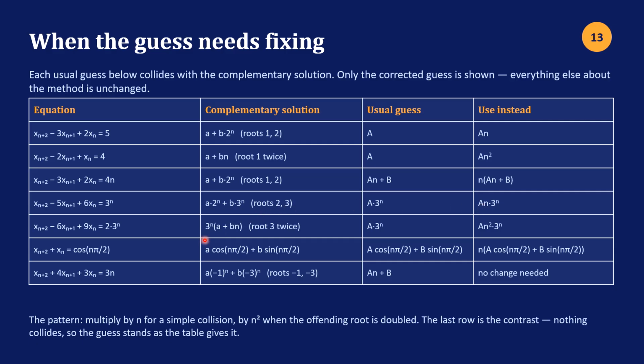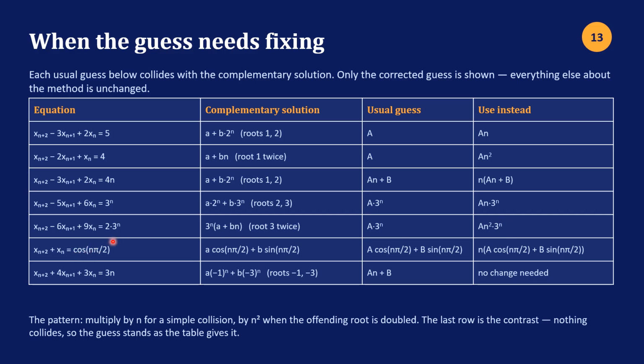Then the next one is similar. We have this difference equation. This is the complementary solution. And normally we would do A·3^n. And there's a double clash here because if we just multiply by n, that'll fix this first part, A times 3^n. And then we have 3^n times Bn, so you're going to have a clash even if you multiply by n. That's why you need n squared here.